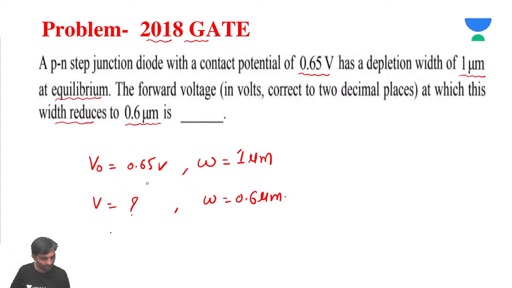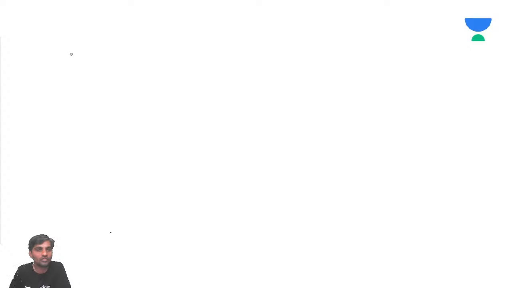Very simple problem. So he is asking what would be the forward voltage V for which this W becomes 0.6 micrometers. Okay, now we will calculate. Very simple. We know the W.